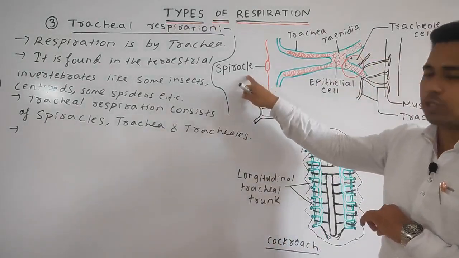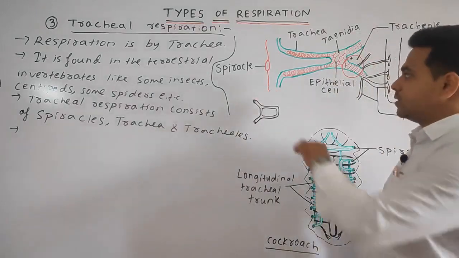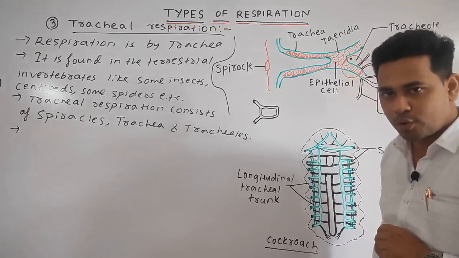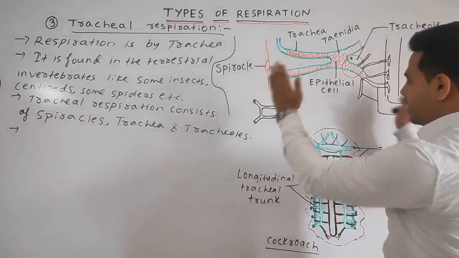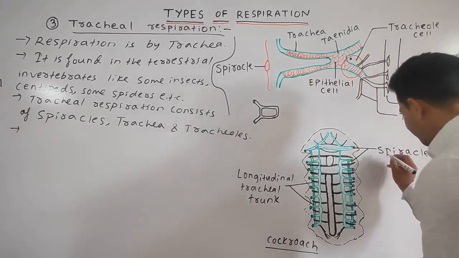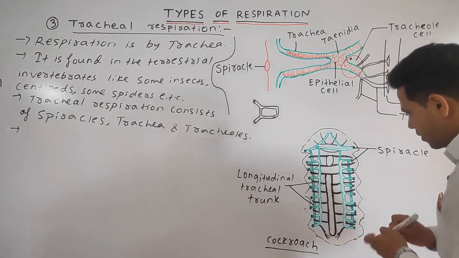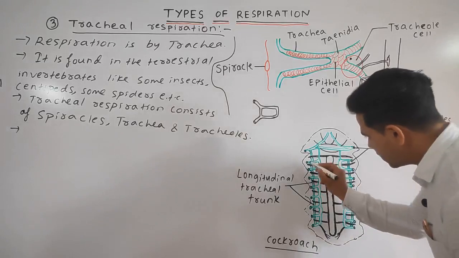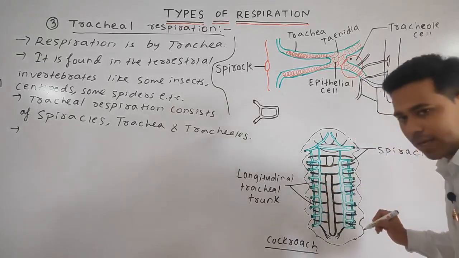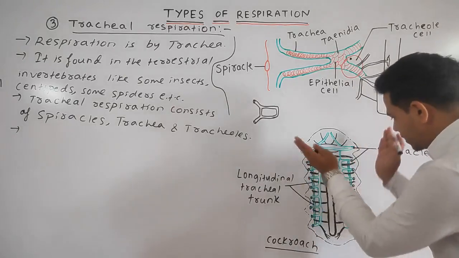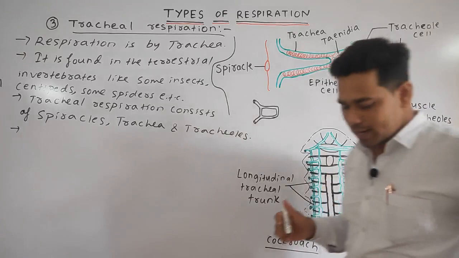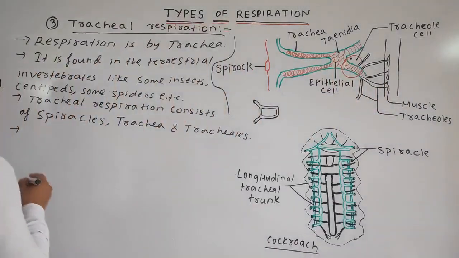So first we will write about the spiracles. What are the spiracles? These are oval slit-like openings which are present on the lateral side of the animals. You can see here, students, clearly, these structures are called your spiracles. These are slit-like openings present on the lateral side of the animals. Let's write down the first point under the spiracles.